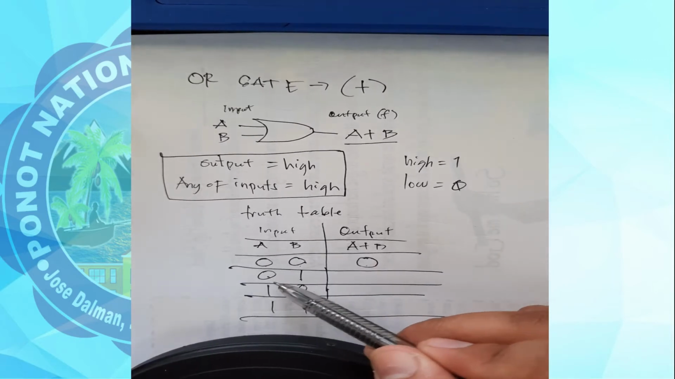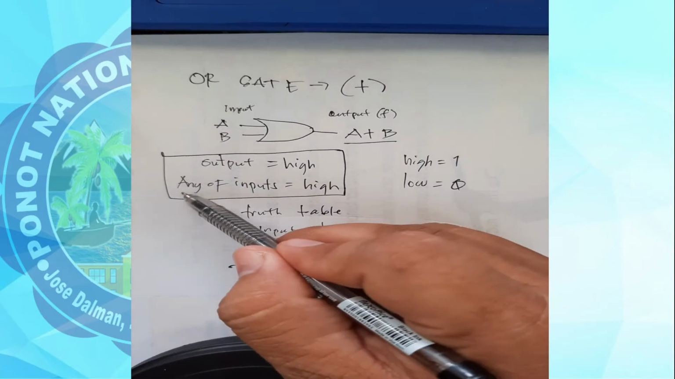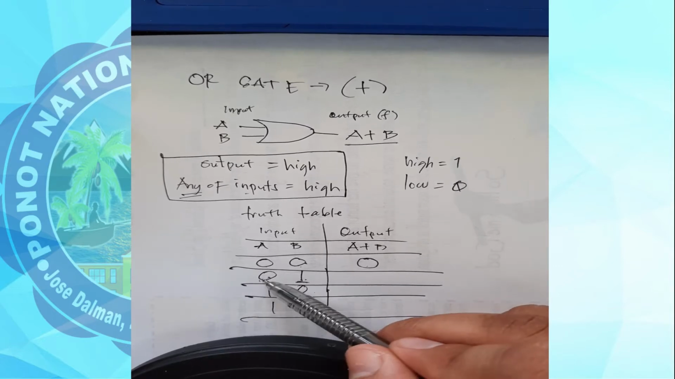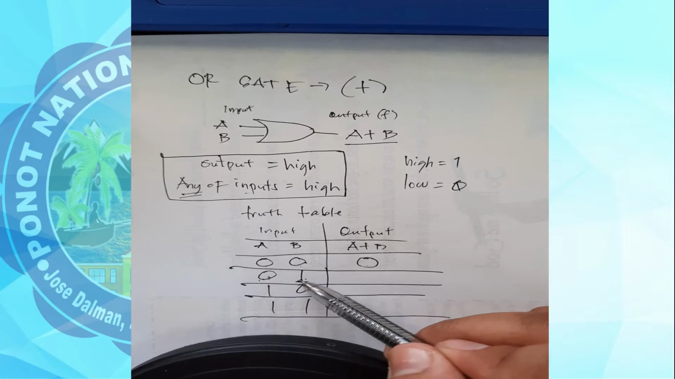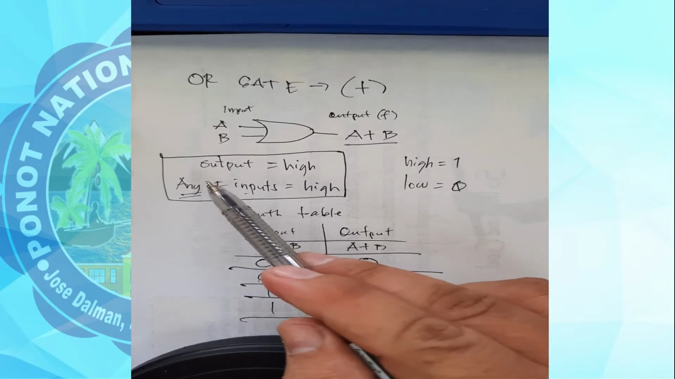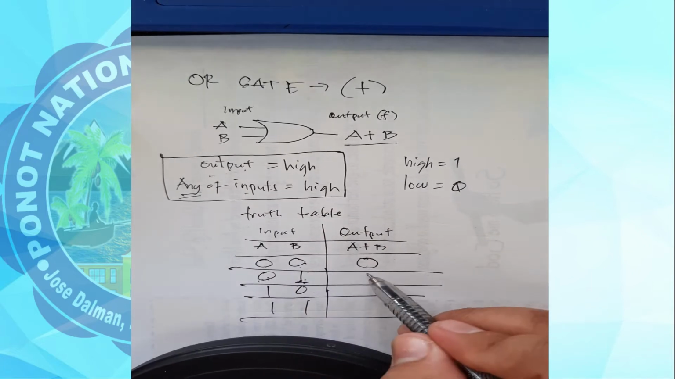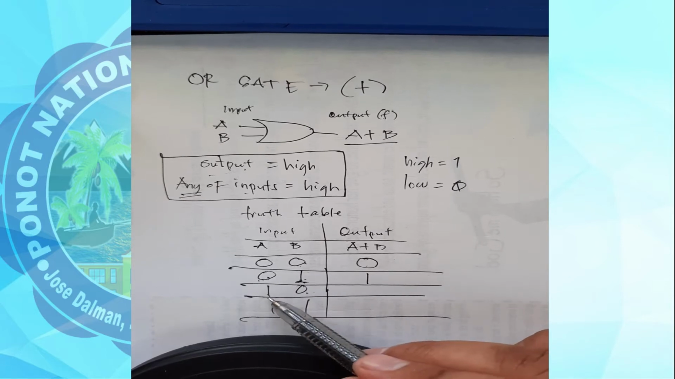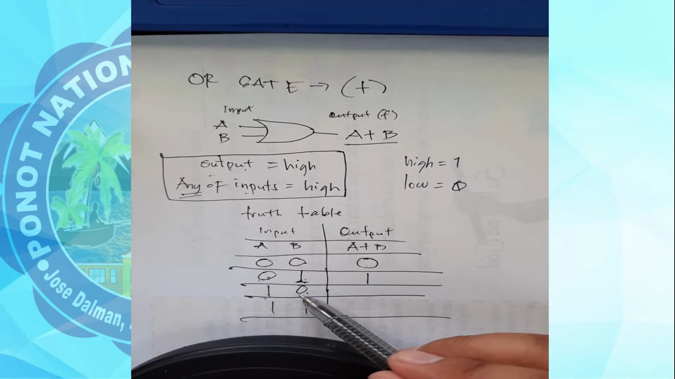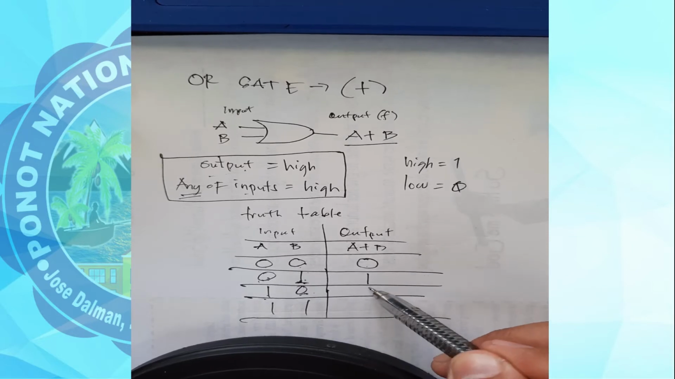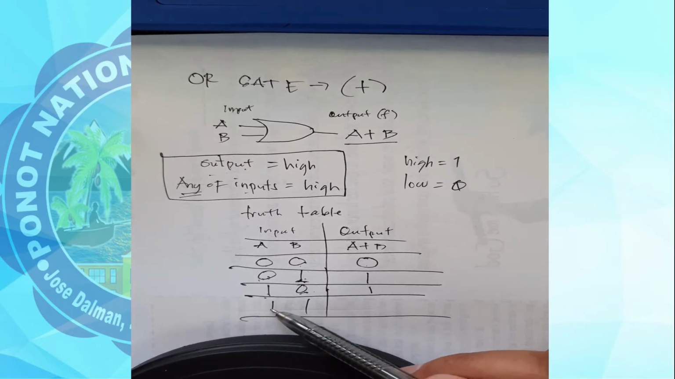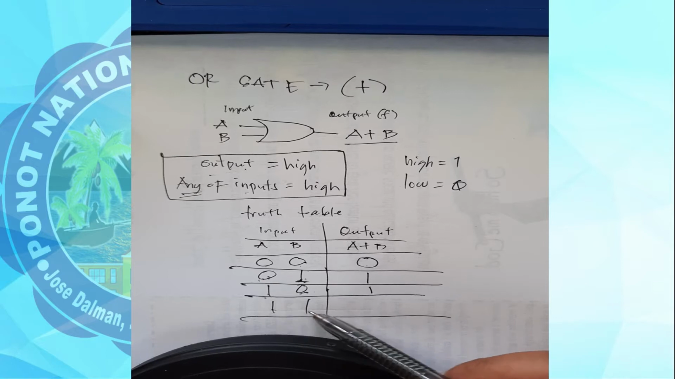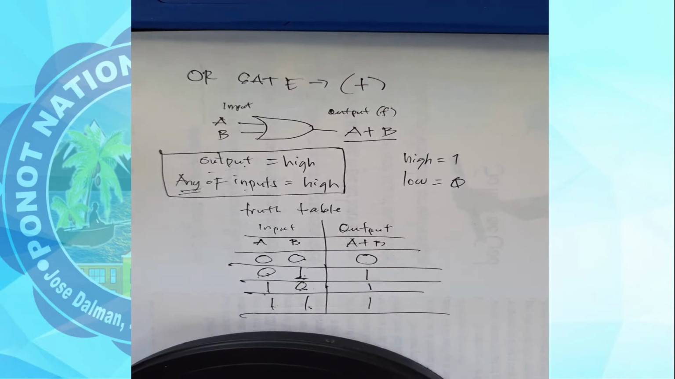If 0, 1, so meron bang 1? Meron. Sabi kasi dito, any of the inputs. This is input, this is input. So any of the two is high, like this one, 0, 1, there is high, that is the time nagbibigay siya ng output na high. Okay. If 1, 0, there is one high of the inputs and the other one is low. So still, the output is high. Now, what if 1, 1? Of course, any of the inputs or pwedeng both. So 1, 1, of course, that is 1.